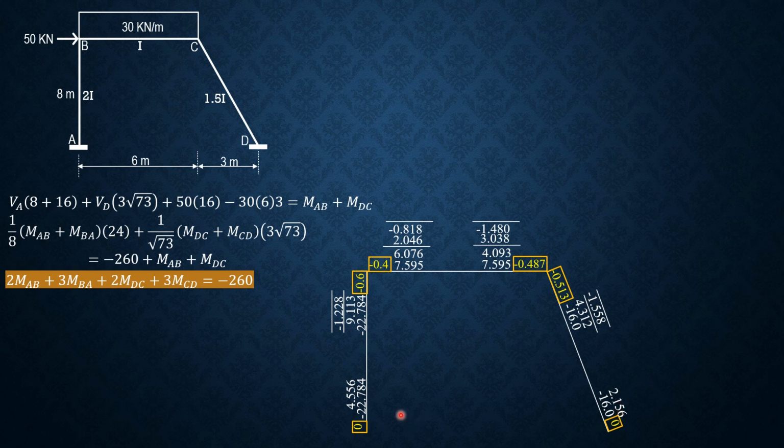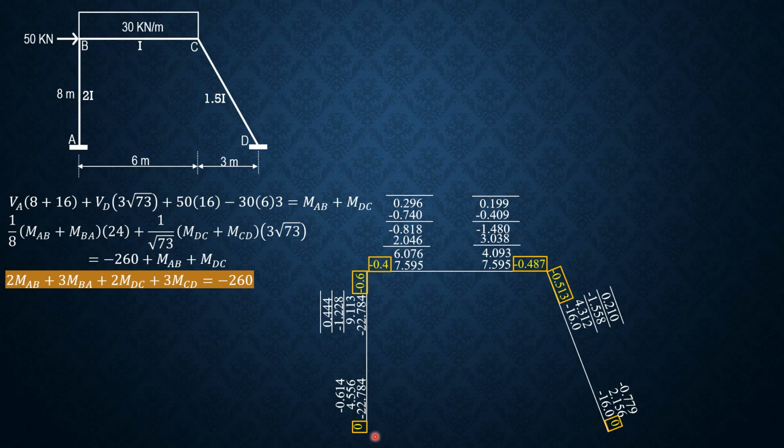Then 0, 0. Half of 0, 0. Half of negative 1.228, negative 0.614. Half of negative 1.48, negative 0.74. Half of negative 0.818, negative 0.409. Then half of 0, 0 here. Half of negative 1.558, negative 0.779. Negative 0.74 times negative 0.4, 0.296 lakh. Negative 0.74 times negative 0.6, 0.444 lakh. Negative 0.409 times negative 0.487, 0.199 lakh. Negative 0.409 times negative 0.513, 0.210 lakh.